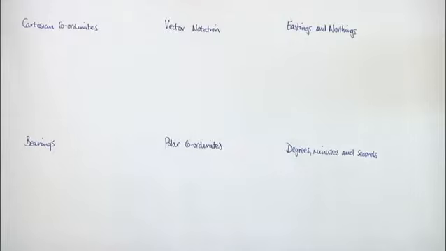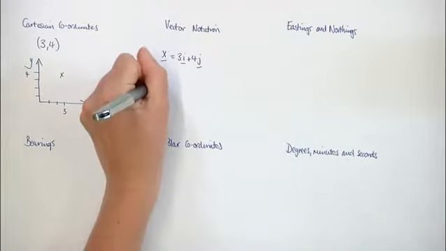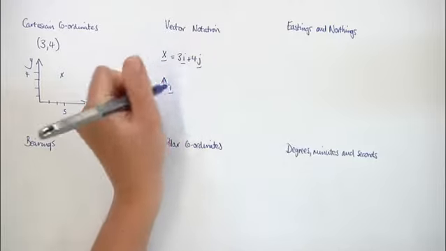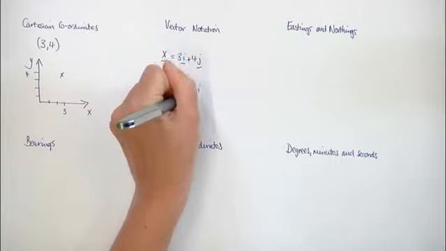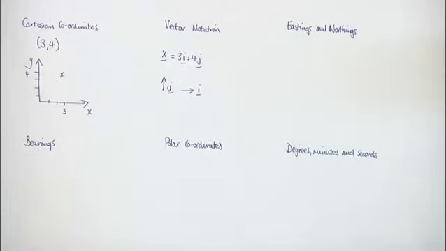We're going to express the same position in many different forms. First, let's define it in Cartesian coordinates to be at (3, 4). Now let's write this in vector notation. x = 3i + 4j, where i is a unit vector in the x direction and j is a unit vector in the y direction.